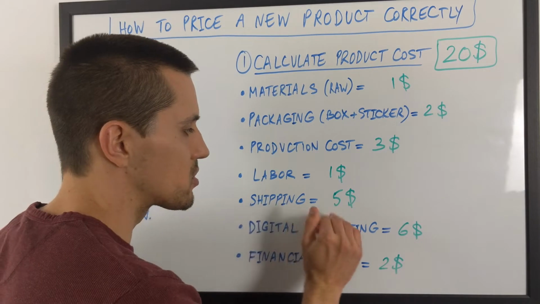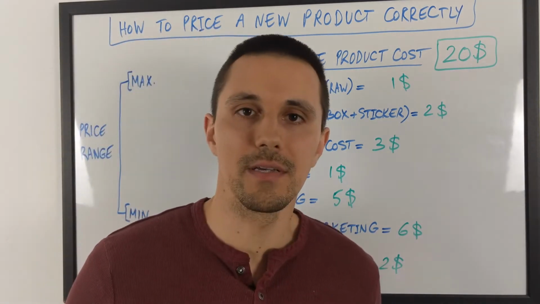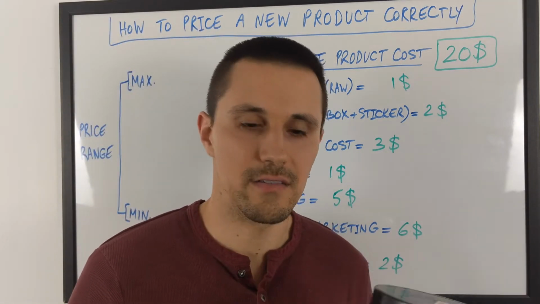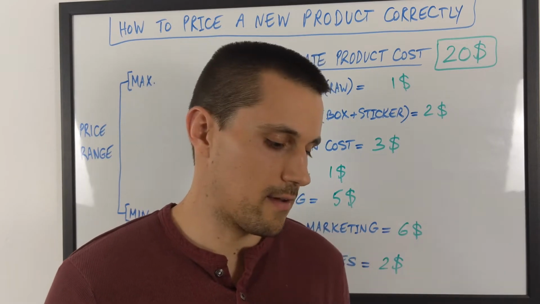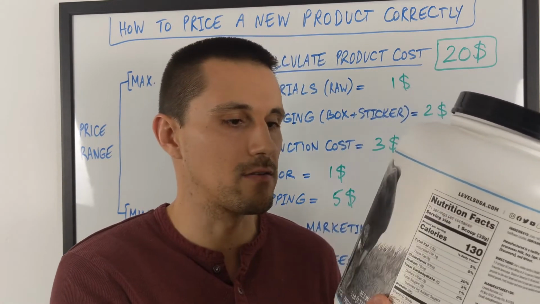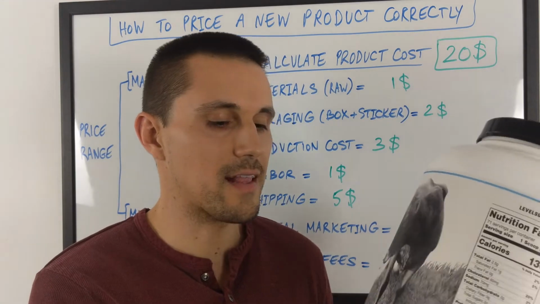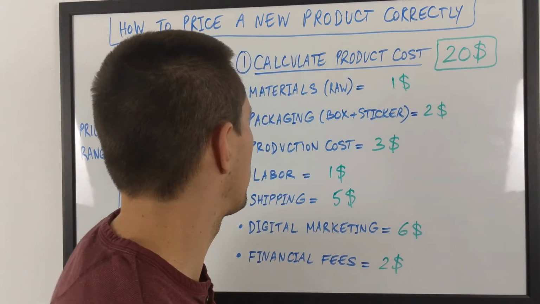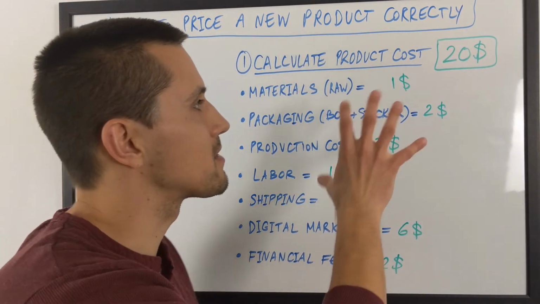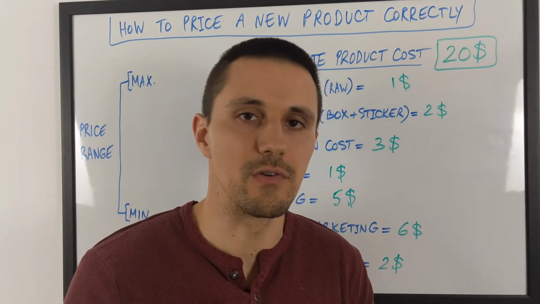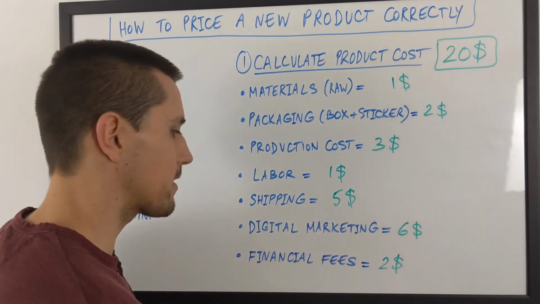Then comes shipping, of course. Imagine I have an online business, based on Shopify or something like that, an e-commerce store. Then I'm going to have shipping costs, of course. This is about $5, or something like that, okay? The prices are not exact, of course, but it's just to give you an idea of how to do it, right?